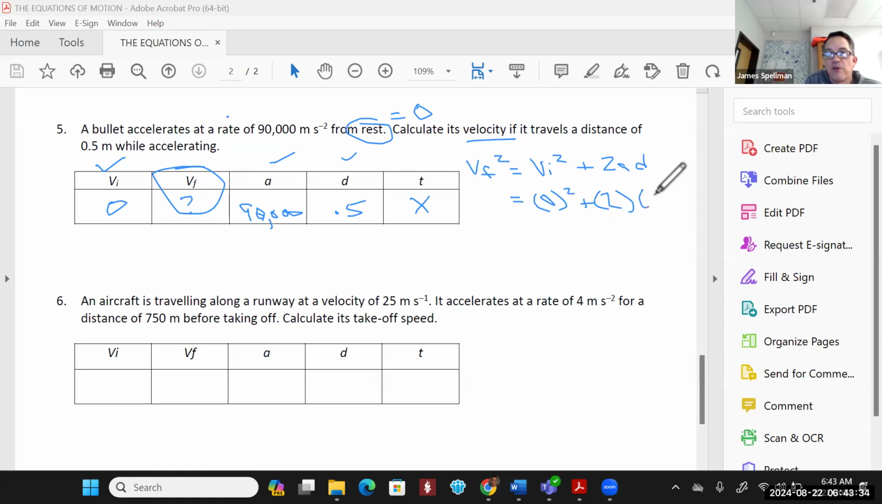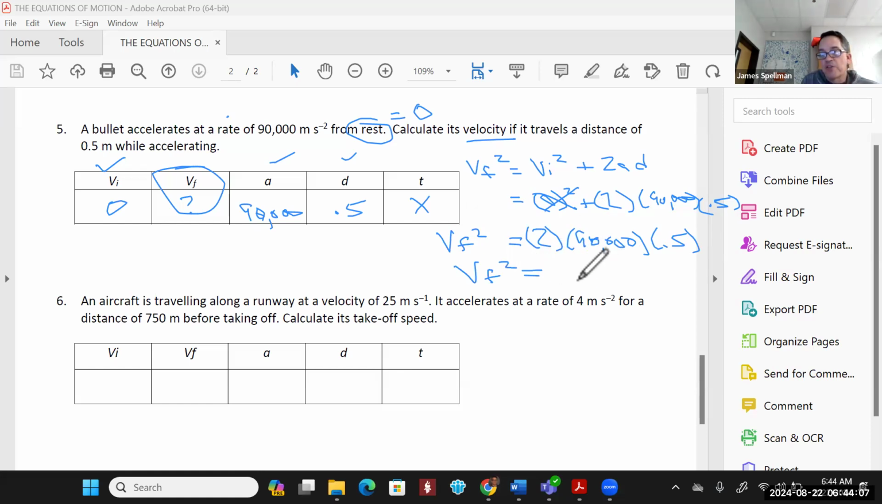I'm going to run out of room. Times 0.5. Right. So 0 squared is going to be 0, so we don't really have to worry about that. So in your calculator, if you do 2 times 90,000 times 0.5, and I don't have the calculator up right now, you can do this on your own, you're going to get an answer. All right, that's not your answer though.